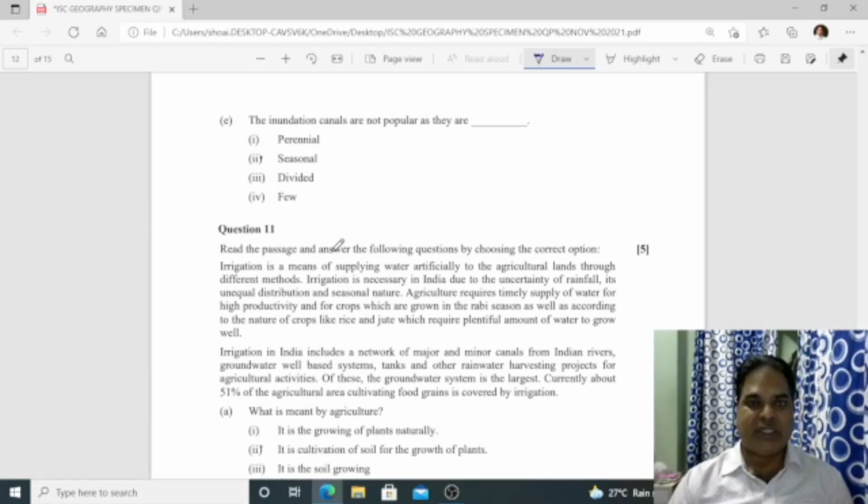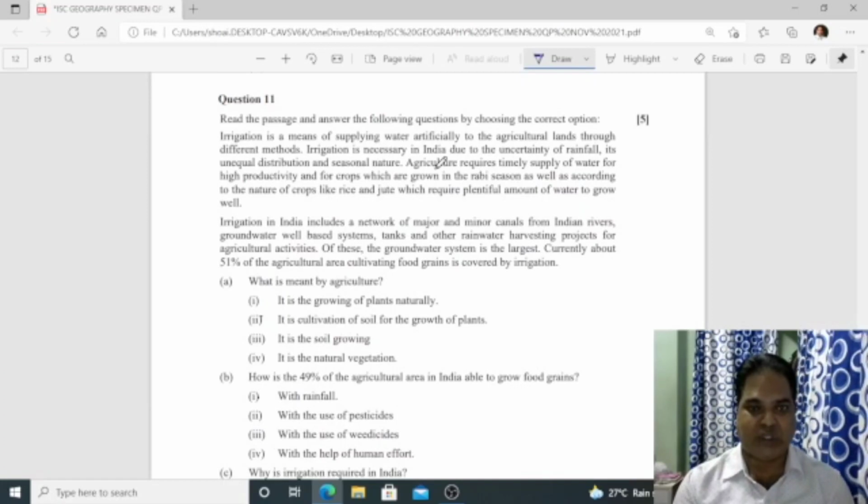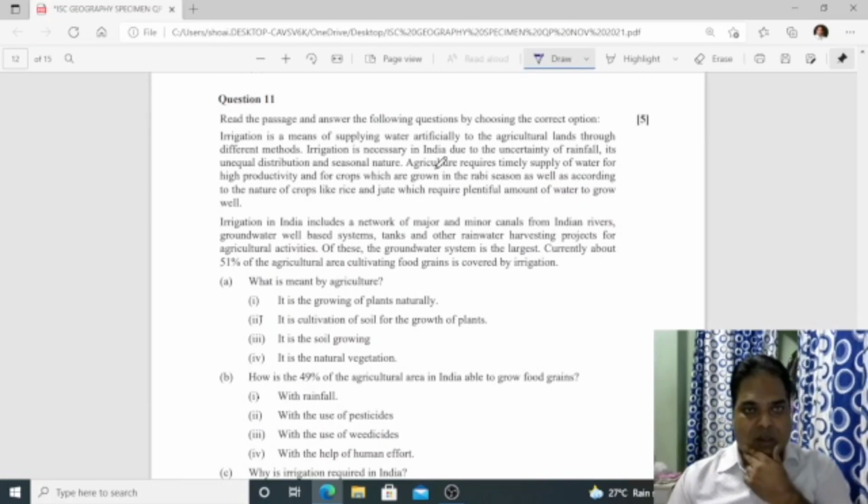The inundation canals are not popular as they are seasonal. Okay, number 2 is correct. Now number 11, you have to read this passage properly and on the basis of this you have to answer the question. So let me read it.